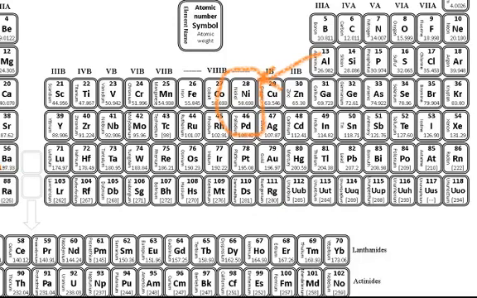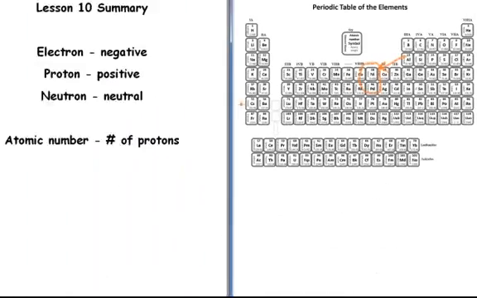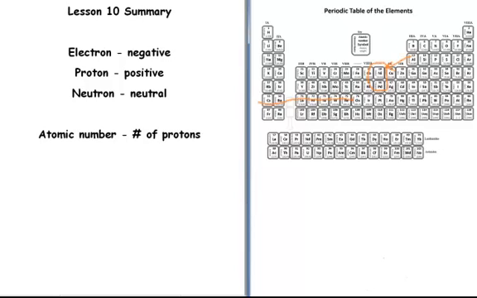Now, we also learned briefly that the periodic table is arranged in a specific way, and these, what I'm drawing right now, are called periods. You might want to call them rows. And then if you look vertically, the periodic table is separated into groups. You might want to call them columns.